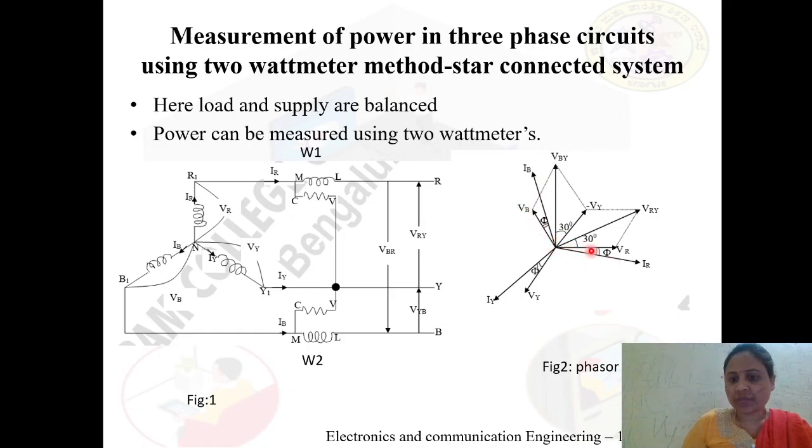So that means if the Vr phase is 0 degree, then the IR phase angle should be a negative value. So we have shown IR acting downward. Compared to Vy, we have shown the phase angle for Iy less than the phase angle for Vy, and similarly for Vb and Ib, the phase angle for Ib is less than the phase angle for Vb. So this is how we write the phasor diagram.